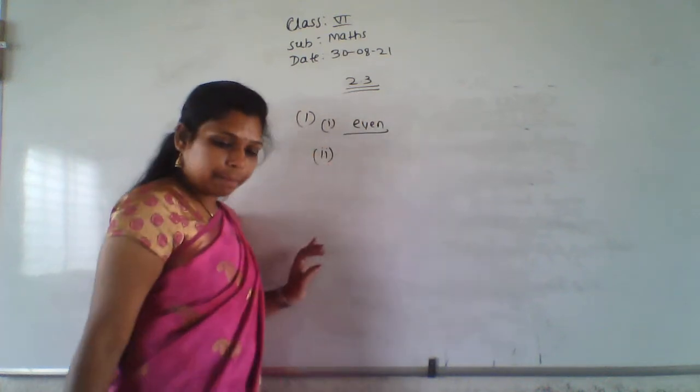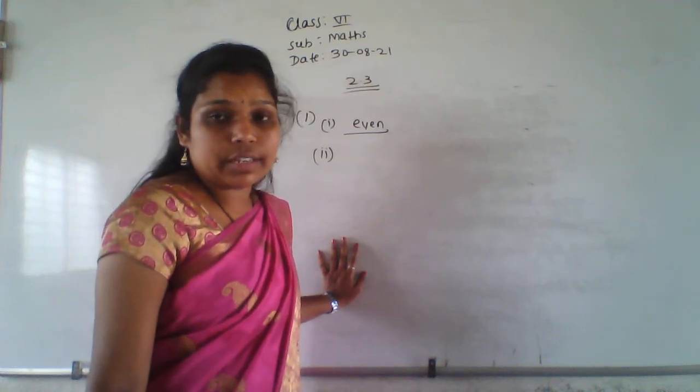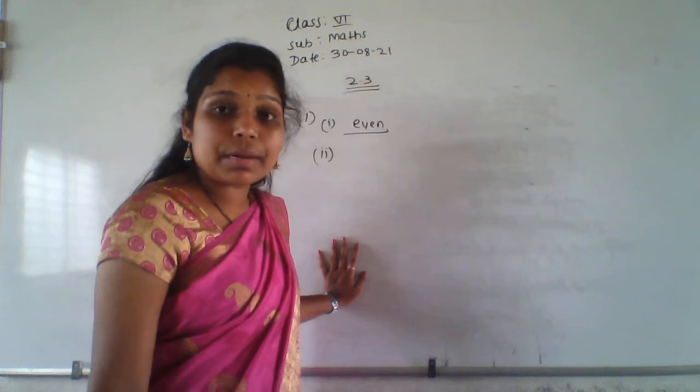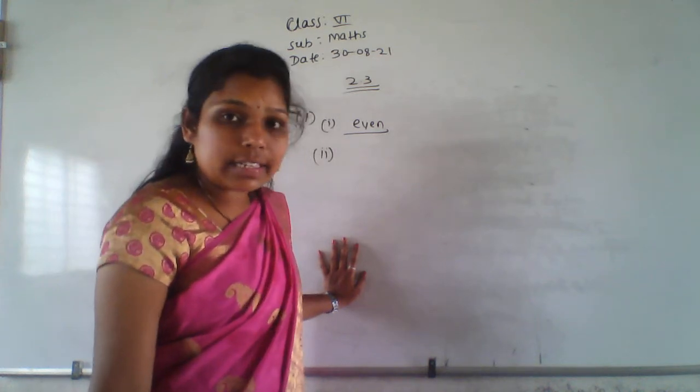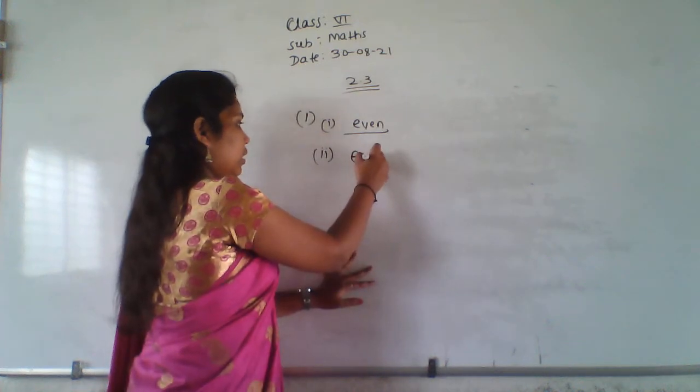Second answer. The sum of two odd numbers is always dash. Check. 5 is odd, 7 is odd. 5 plus 7 is 12. 12 is even or odd? Even, right? So here write even.